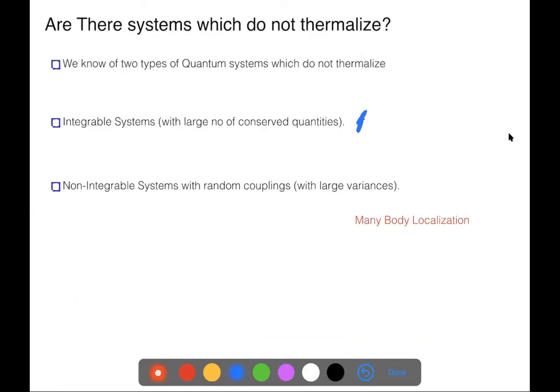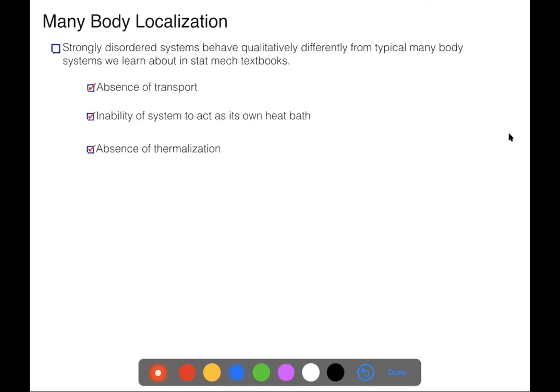I will talk about non-integrable systems, which are systems where the couplings, like interactions, will be random. They are random numbers drawn from some probability distribution. This is what we will call disordered systems. In general, I will try to think of couplings which are not only random, but also have very large variances, which means they are fluctuating quite a bit as I go from one realization to another. These kinds of systems may also not thermalize, which is more new and is the subject of many-body localization.